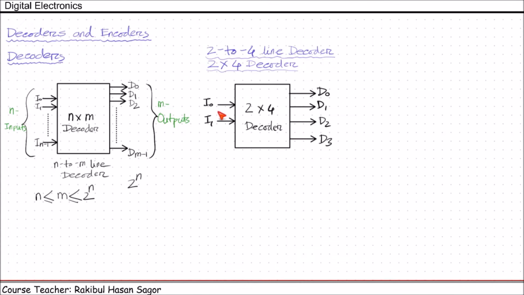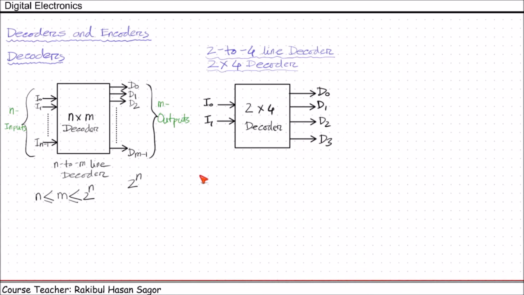Using 2-bit numbers, we can have 4 combinations. They are 0 0, 0 1, 1 0, 1 1. That is why the output can have a maximum of 4 outputs. Now let me explain the function of this 2 into 4 decoder. Whenever the inputs have the combination 0 0, that means I0 equals 0, I1 equals 0, only the D0 output will be activated. That means D0 output will be high, others will be low. For 0 1, D1 will be high, others will be low. For 1 0, D2 will be high, others will be low. For 1 1, D3 will be high, others will be low. So this is the basic operation of a 2 into 4 decoder.